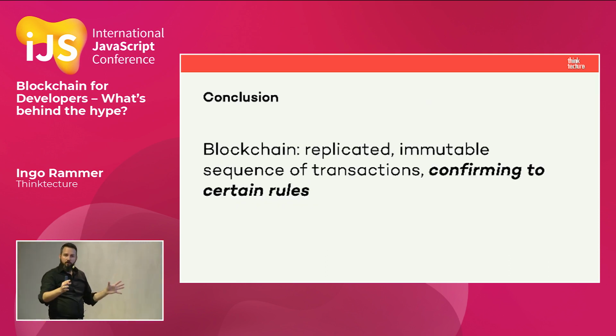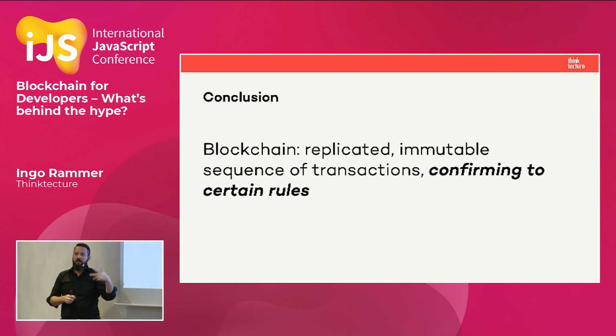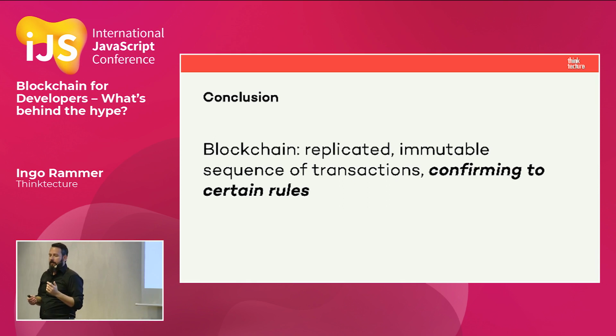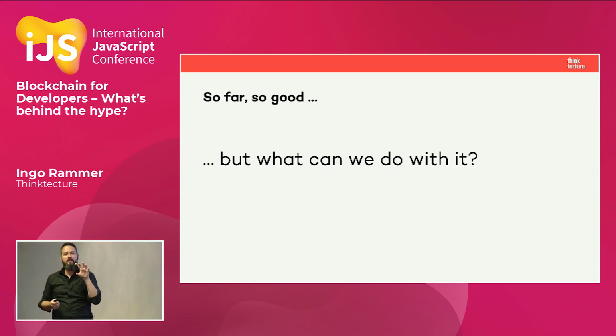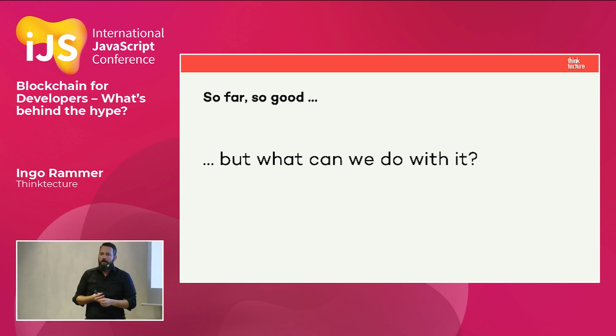So our conclusion for this technical part is that we now know that a blockchain is a replicated, nearly immutable sequence of transactions which also conform to certain rules. And these rules are called smart contract. So let's go on to the next question, which might be quite interesting: what can we do with this? Because right now we have a nicely replicated data structure which allows code to run.